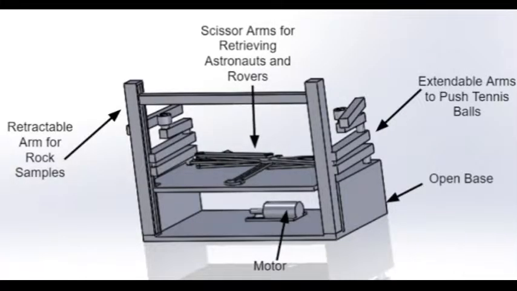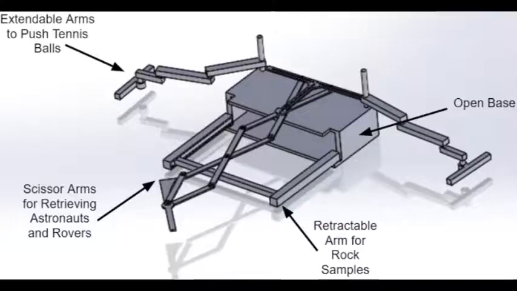The first design focuses on 3 tasks: pushing the radioactive elements out of the home zone, pulling the rock samples into the home zone, and retrieving the astronauts and rovers. This design utilizes an open base, a retractable arm, 2 extendable arms, and a scissor.